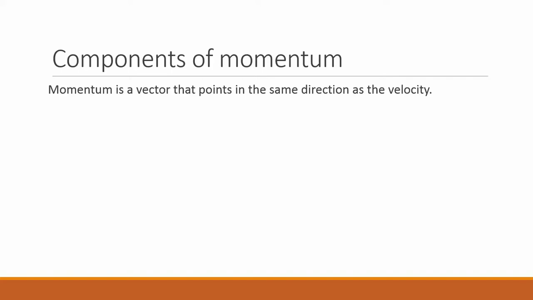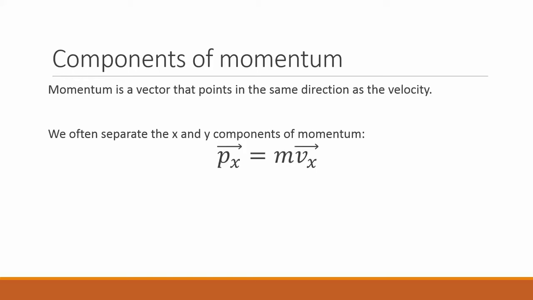So momentum is a vector. It points in the same direction as the velocity. Because of that, we can separate it into the x and y components. Momentum in the x direction is mass times velocity in the x direction, and momentum in the y direction equals mass times velocity in the y direction.